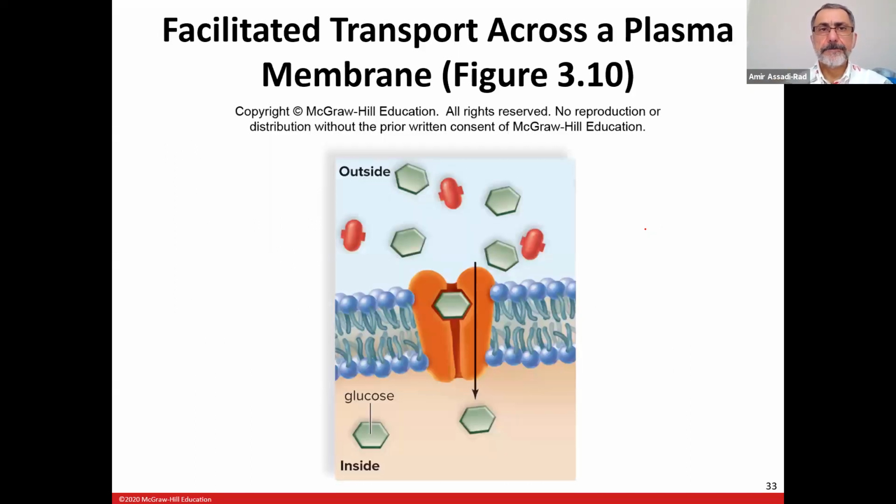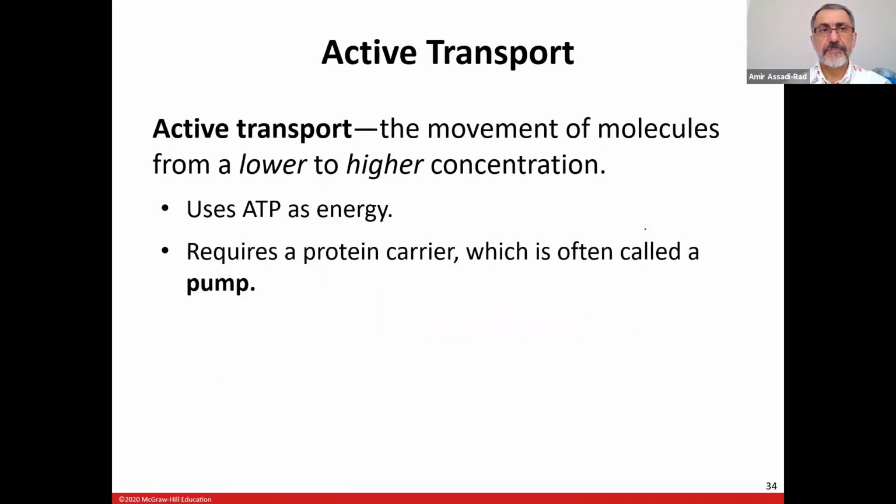Okay, this is facilitated diffusion. It means when molecules go in and out, there is no ATP needed. Okay, active transport means ATP is needed right here. You do need ATP for molecules. You need energy in some cases, for some molecules, not all molecules, to move the molecules in and outside of the cell. And it's an active transport.